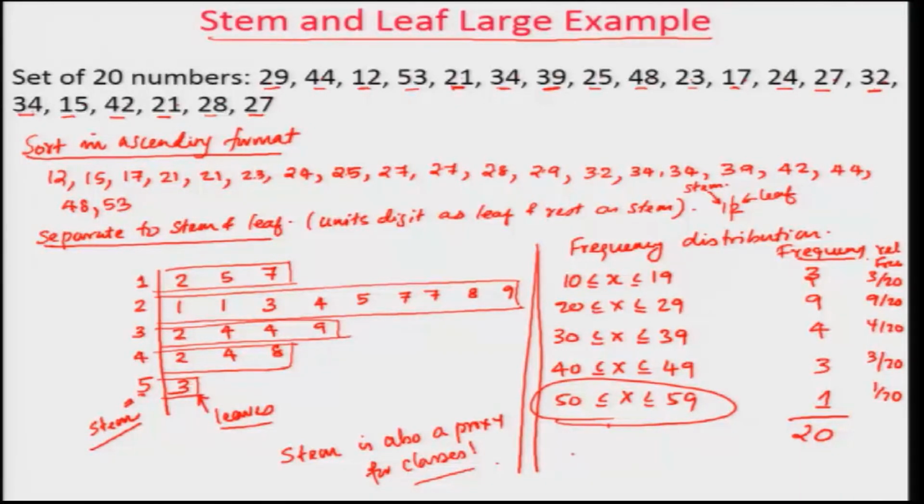So, then you can write a probability distribution saying that for values of x between 10 to 19, the probability is 3 by 20. The value of 20 to 29 is 9 by 20, something like this. That is one way to write this. But you can also refine this further, saying that the probability of getting 7s and 21s is higher, because there are repeated values.